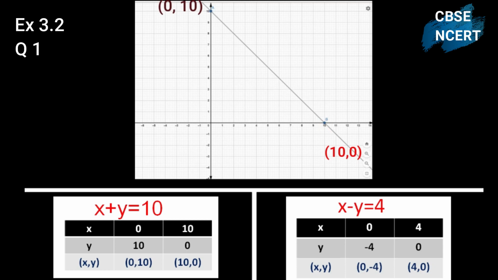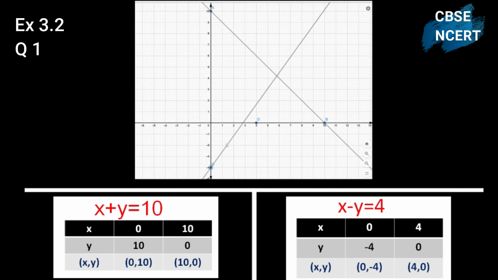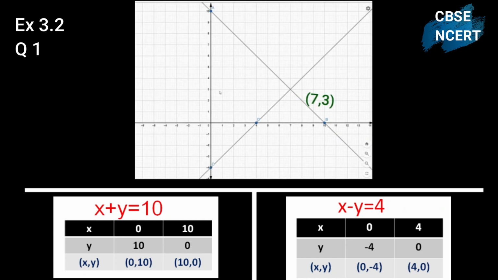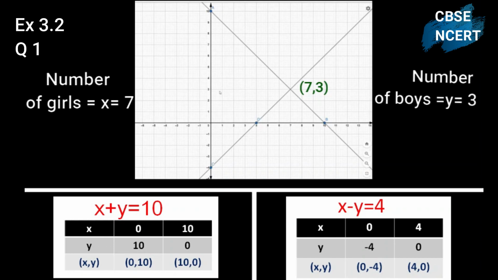Now I am going to plot another 2 points for the straight line x minus y is equal to 4. The 2 points for x minus y is equal to 4 are 0 comma minus 4, which lies on the y-axis, and 4 comma 0, another point which lies on the x-axis. Now I am going to draw a straight line touching the points C and D. Clearly these two lines are meeting at this point. This point is nothing but 7 comma 3. So 7 comma 3 is the solution for the given problem. So the number of girls is 7 because 7 is the x coordinate, and the number of boys is 3 because the y coordinate is 3.